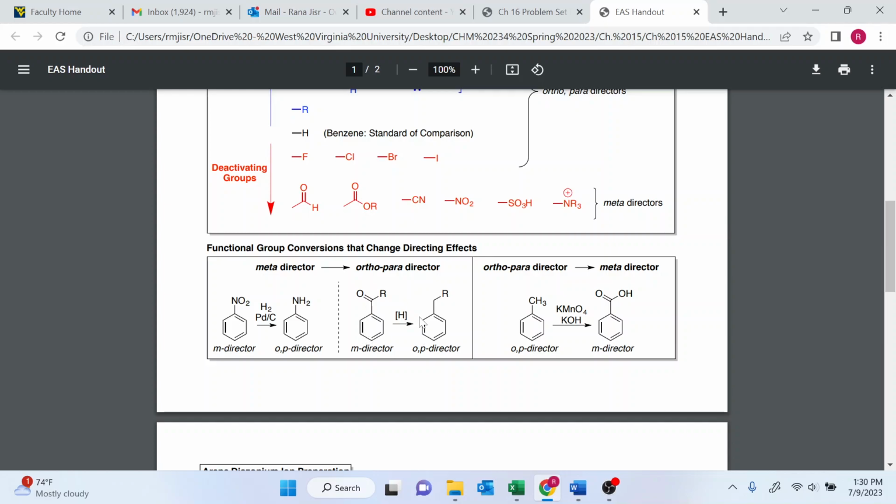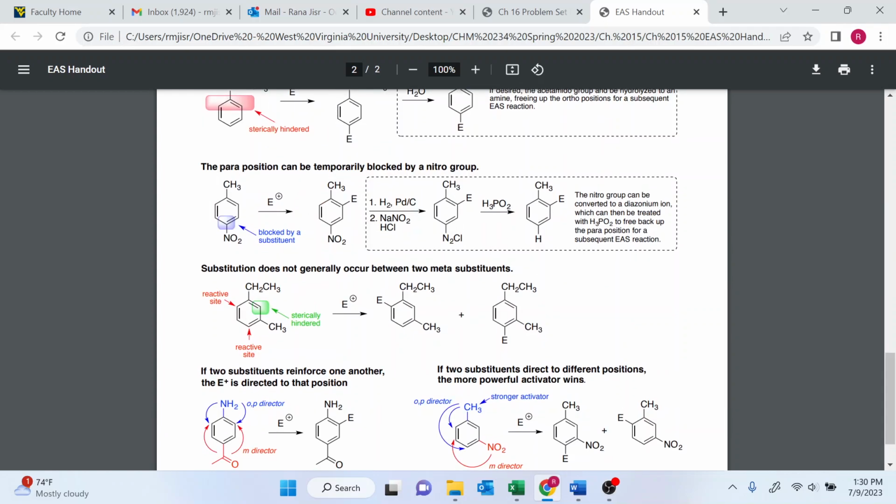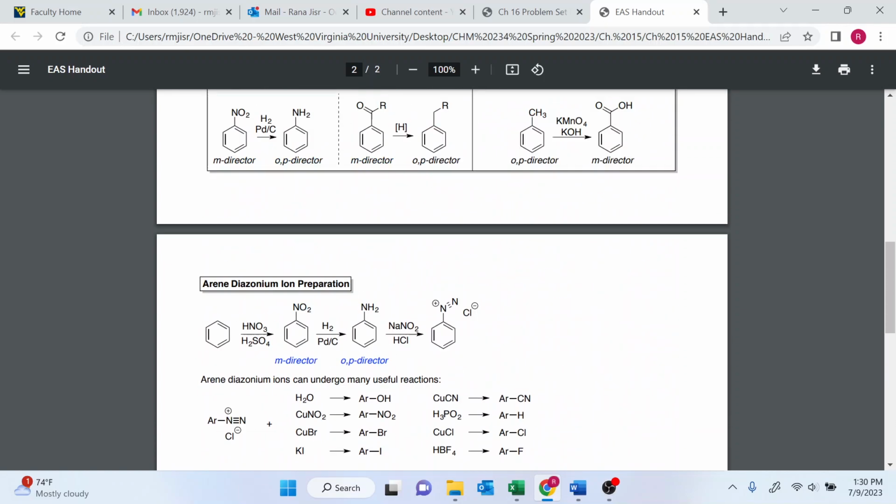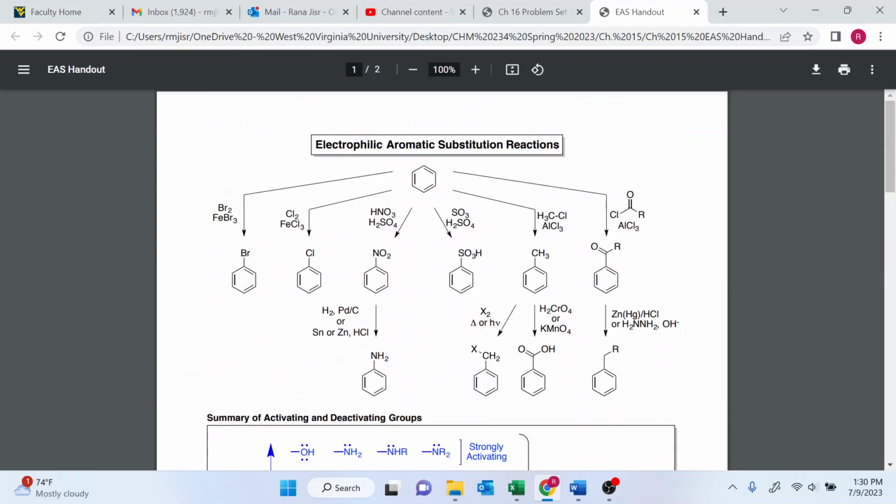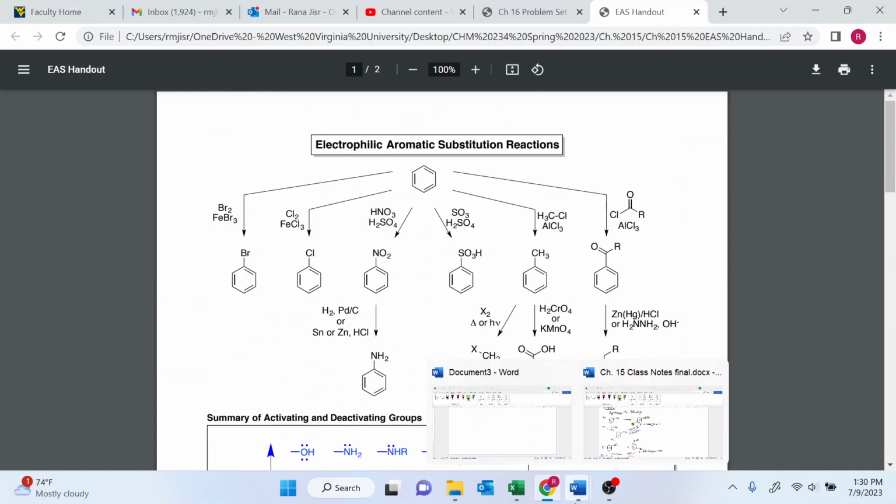So all you need to do is simply do reduction if the group that you're starting with has a carbonyl in it. If you are starting with an ortho-para director, an R on the benzene that has a benzylic hydrogen, you can simply do oxidation in there. And then you're going to end up getting your acid, that is a meta director, that we've been talking about in this chapter. You're not allowed to have the sheet in the exam. Just look at it for studying.